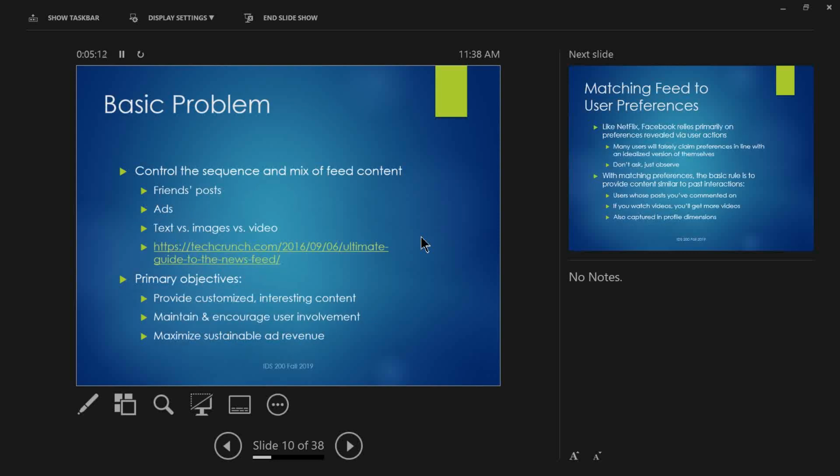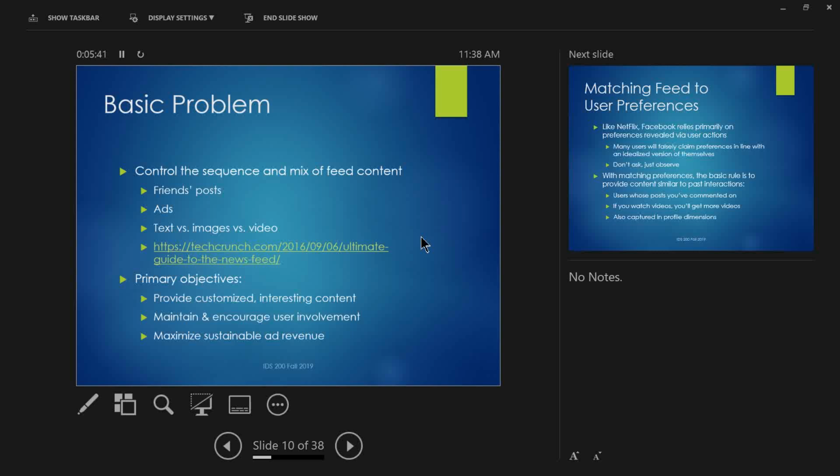So, basic problem, Facebook wants to control the sequence of friends, posts, ads, and the mix, right? Text versus images versus video. If somebody just makes a quick status post, how does that compare to an image? How does that compare to a video? So, primary objectives, number one, Facebook wants to provide customized, interesting content. So the feed that you see is going to be different from the feed that any of your friends see. And Facebook wants to make it interesting for you.